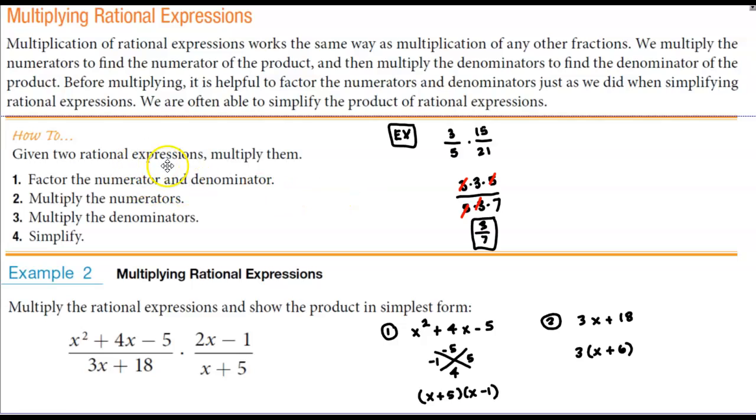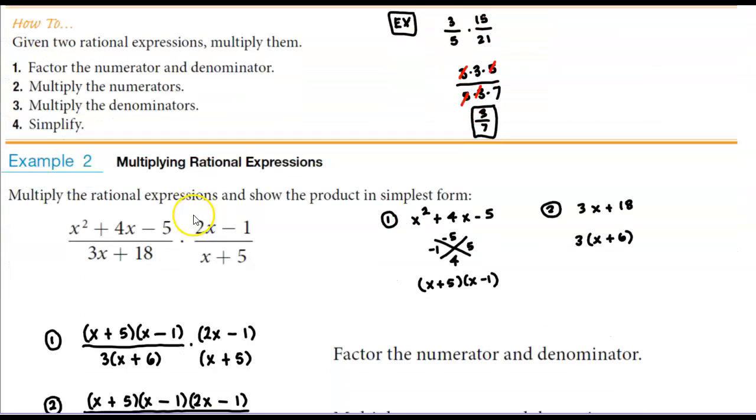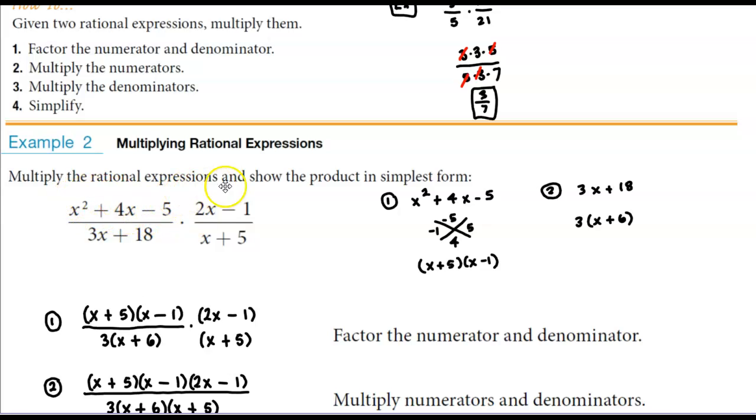So, given two rational expressions, multiply them. We want to factor the numerator and denominator, multiply the numerators, multiply denominators, and then simplify. So for example 2, we're going to multiply the rational expressions and show the product that is in simplest form.